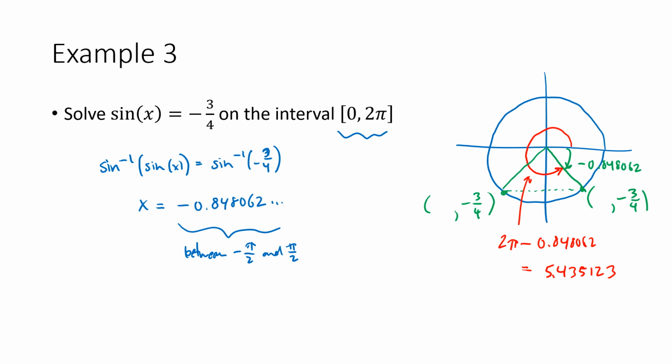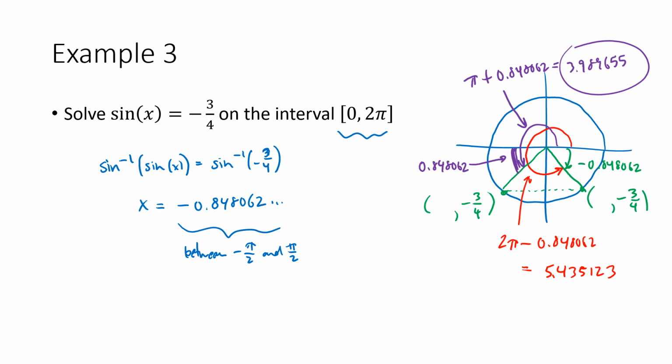The reference angle for that angle is again going to be this 0.848062. So this angle here is 0.848062. And then the angle that we're looking for is going to be pi plus that reference angle. So this angle will be pi plus 0.848062, and that works out to be 3.989655. So those are our two solutions to this equation that we're trying to solve. Again, we're using reference angles, but we're getting the reference angle from the calculator this time rather than from our knowledge of special angles.